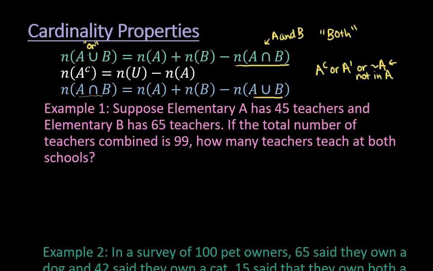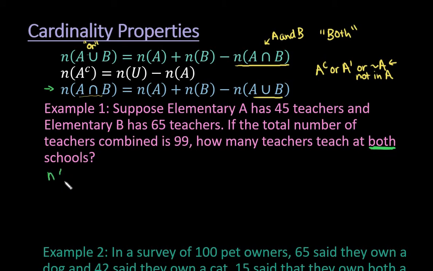So our first example says, suppose that elementary A has 45 teachers and elementary B has 65 teachers. If the total number of teachers combined is 99, how many teachers teach at both schools? So we know that we're looking for both schools. So we're going to go to this rule right here.